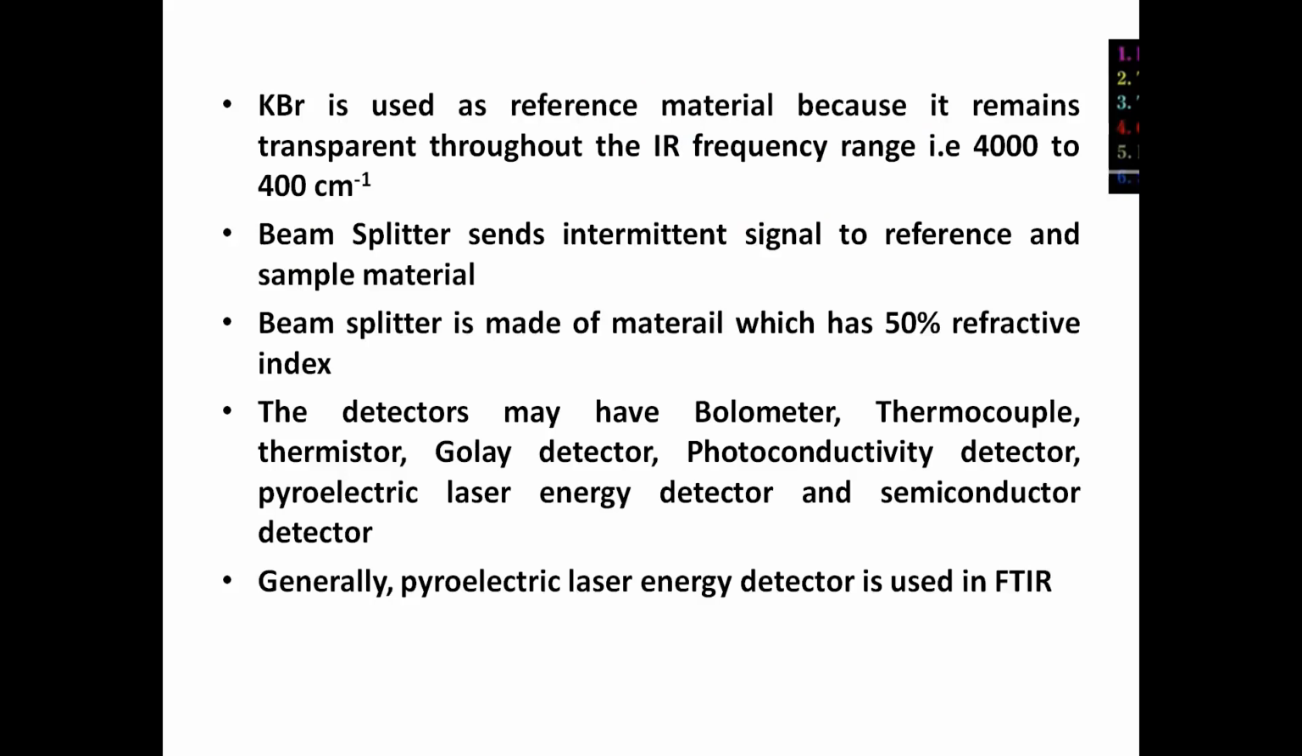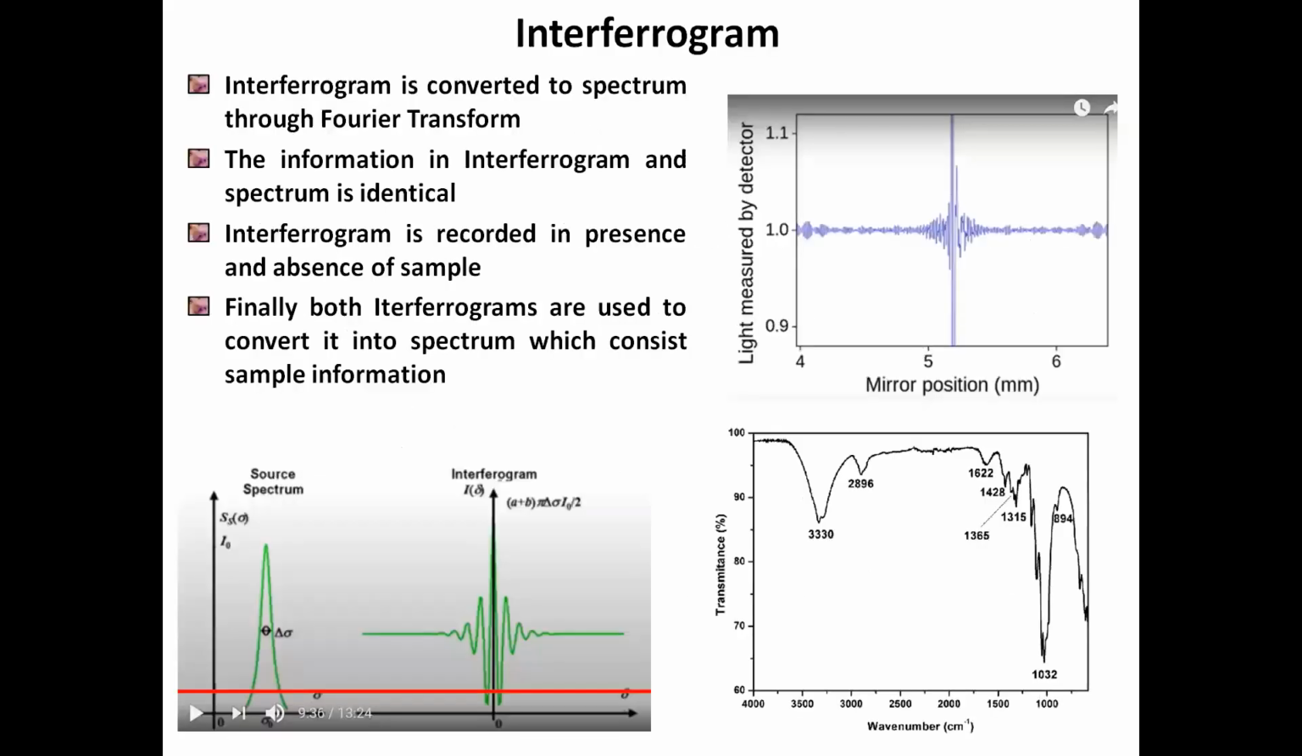Now the detectors, because all the time you find the word detector. What kind of detectors are available in the market and what is the function of these detectors? So bolometer, thermocouple, thermistor, Gauge detector, photoconductivity detector, pyroelectric laser energy detector, and semiconductor detector. These are the types of detectors used to detect different types of signals. Particularly in the maximum number of FTIRs, pyroelectric laser energy detectors are used.